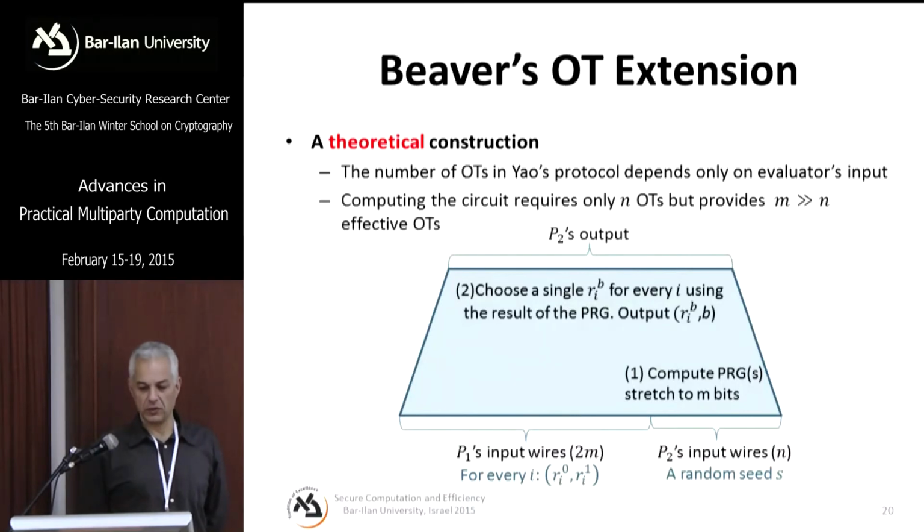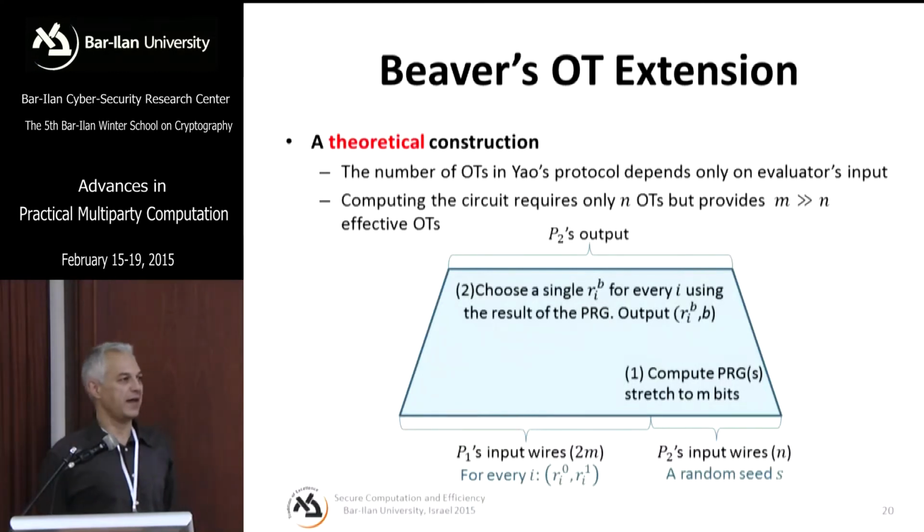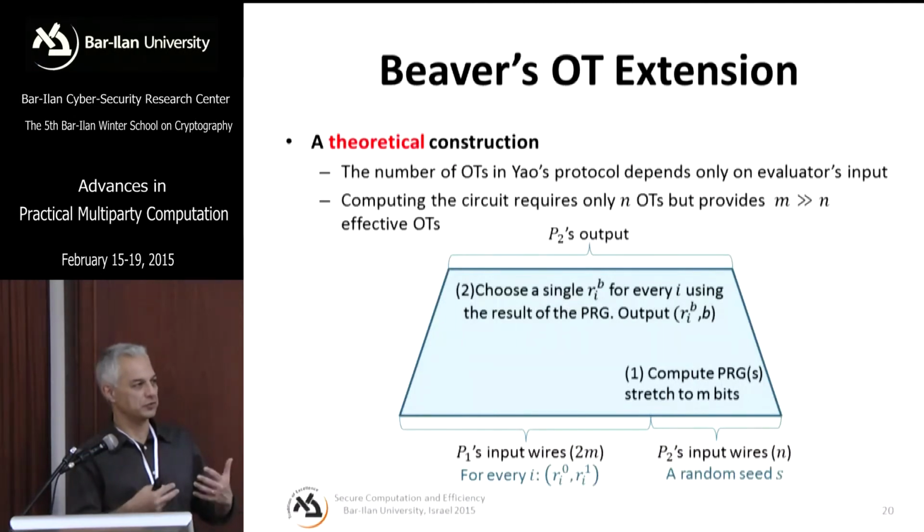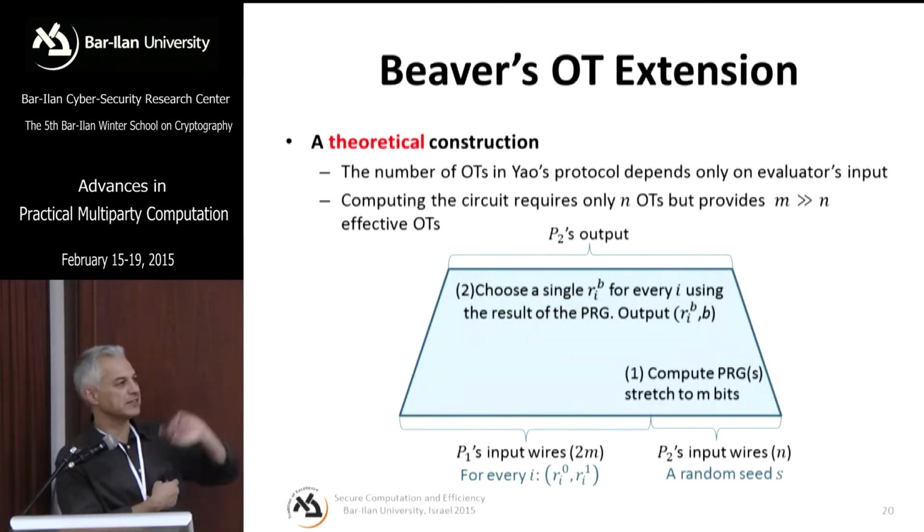Okay, recall we're doing M oblivious transfers, say 1,000,000 oblivious transfers, and we're willing to pay with N, say 128 real oblivious transfers to do that. So P1 first sets his inputs to the 1,000,000 oblivious transfers that you want to do.